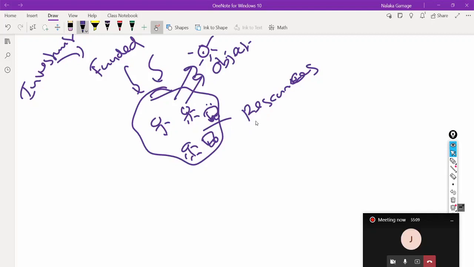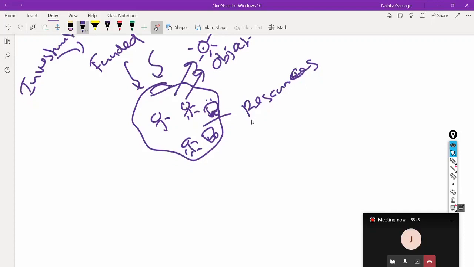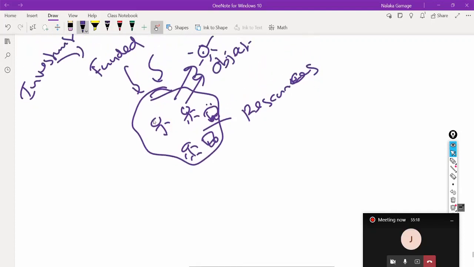When it comes to these resources, I'm going to explain in very simple terms, so that even students who have not done commerce should be able to understand this terminology. Now those who have done commerce, you have to talk.